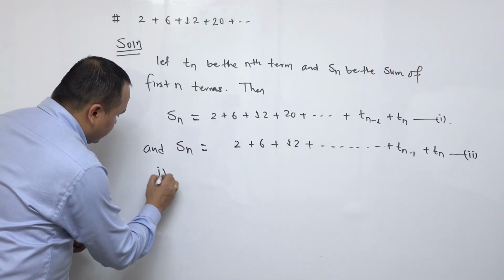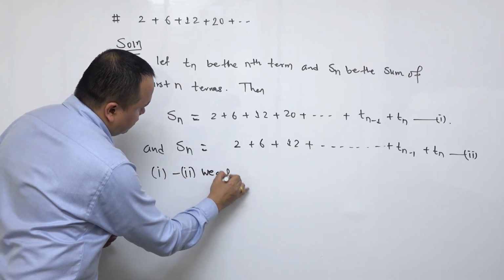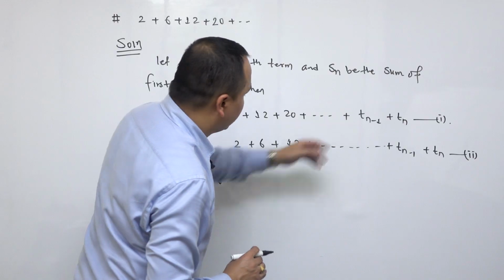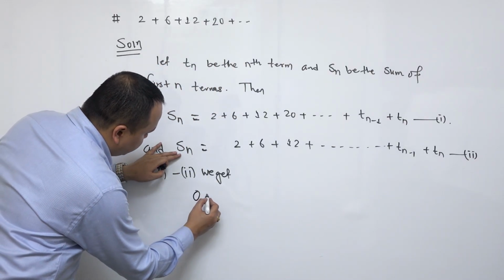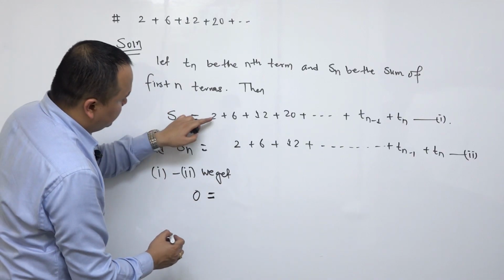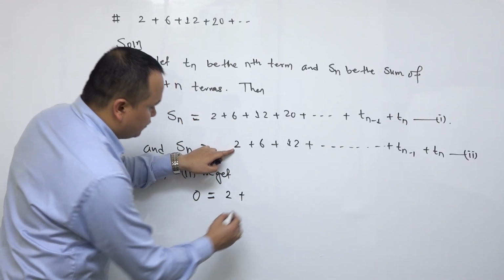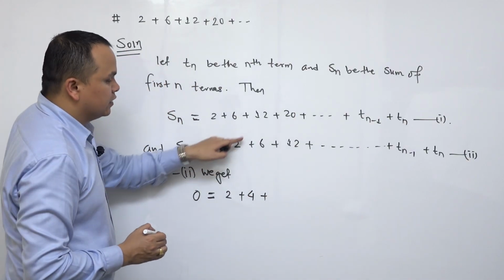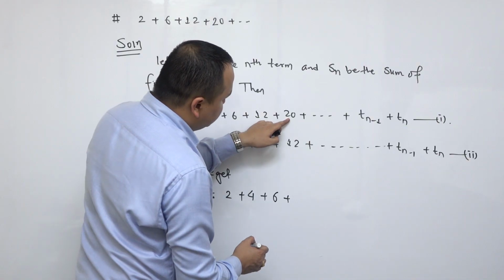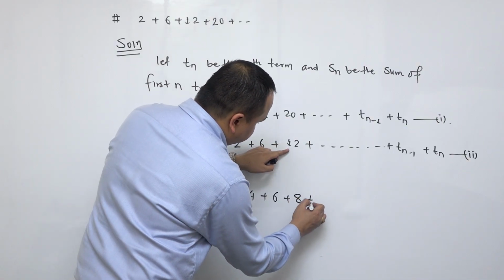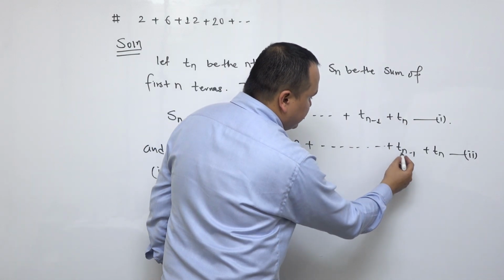Now I minus II. We get, subtracting II from I, Sn minus Sn is 0, 2, 6 minus 2 is 4, 12 minus 6 is 6, 20 minus 12 is 8, plus Tn minus 1.